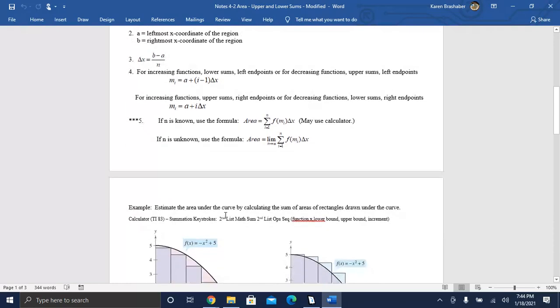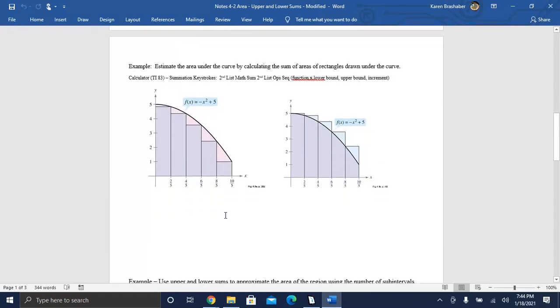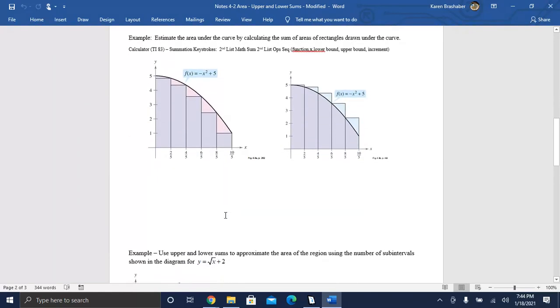So let's go ahead and move to the back of your notes. We're going to look at a couple of examples to develop this idea of finding the area under the curve by estimation, and then eventually by doing the limit process. So by estimation, I'm going to have us consider the curve f of x equals negative x squared plus 5. We're going to go from 0 to 2. So let's start thinking about that.